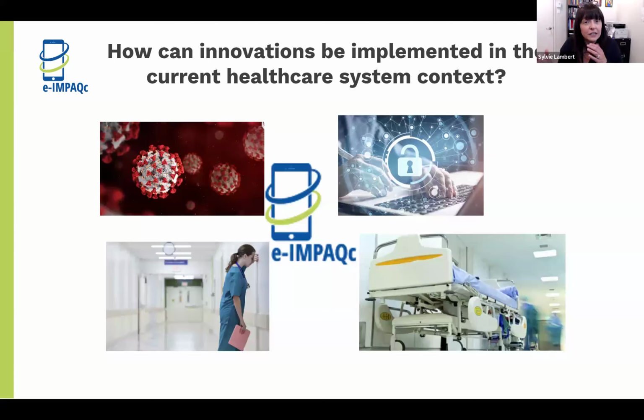So I'll shift a little bit the presentation. So that was e-impact, its implementation. We have another question in the room.